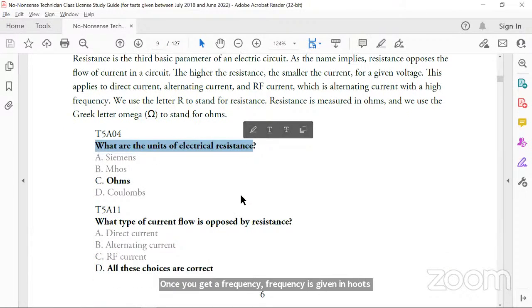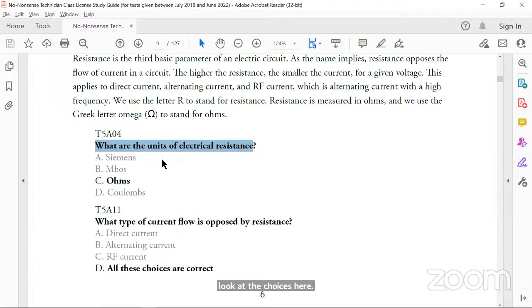What are the units of electrical resistance? Well, let's look at the choices here. Did we talk about the Siemens? Did we talk about Mhos? Did we talk about coulombs? No. We learned today that electrical resistance is given in the units called the ohms. And remember, the symbol is also omega, the Greek letter omega.